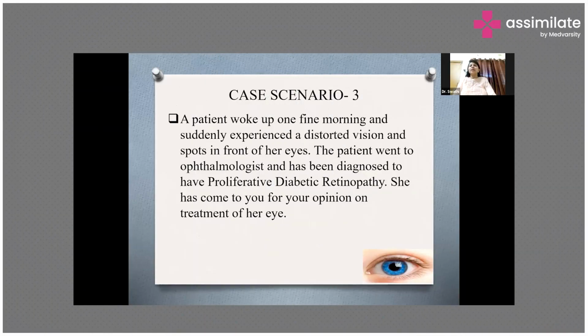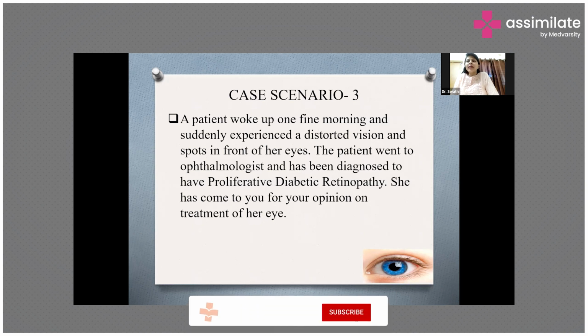Yet another interesting case of diabetic retinopathy. A patient woke up one fine morning and suddenly experienced distorted vision and spots in front of her eyes. The patient went to an ophthalmologist and has been diagnosed to have proliferative diabetic retinopathy. She has come to you for your opinion on treatment of her eye.